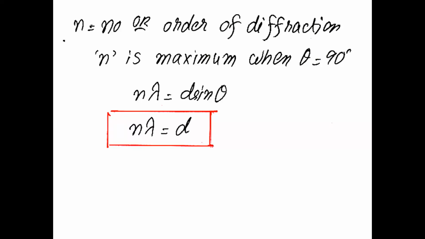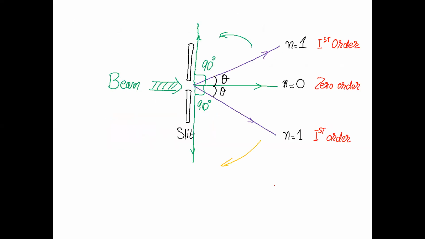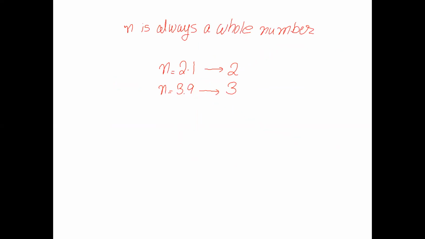n is maximum when theta is 90. This is a common case in this chapter. n lambda is equal to d. Now, why is theta 90 for maximum? If you move these rays till 90, they will be parallel, they will be upward. No more diffraction would be possible beyond 90. Now, n is always a whole number and you always round it backward. Look at this rounding.